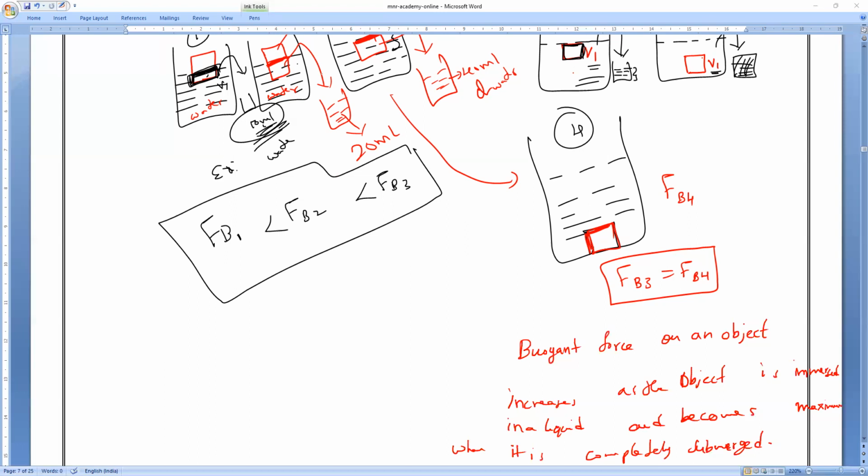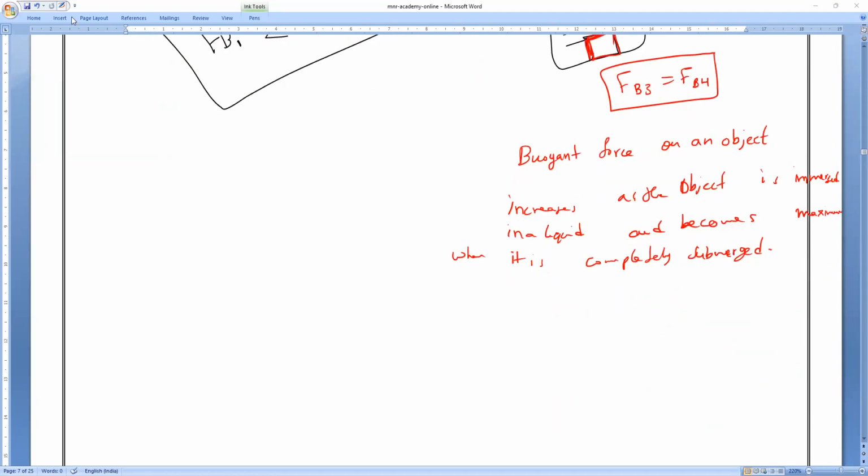No, when it just touches also, there will be a buoyancy force. But by that time the weight is greater than the buoyancy force. That is the concept of sinking and flotation. We'll study it, don't worry. So afterwards, once it is completely submerged, does the buoyancy force remain constant or change? The buoyant force remains constant once it is completely submerged. That is what I want to say.